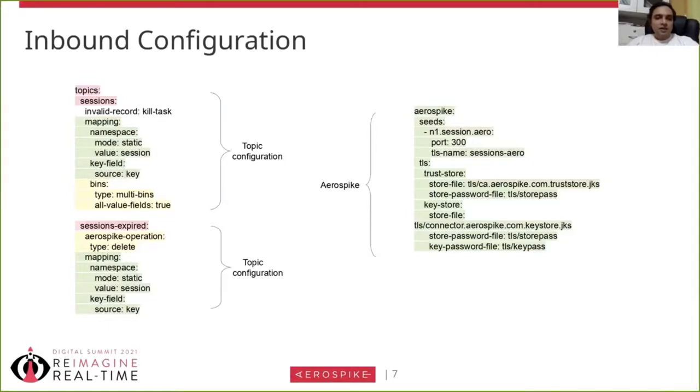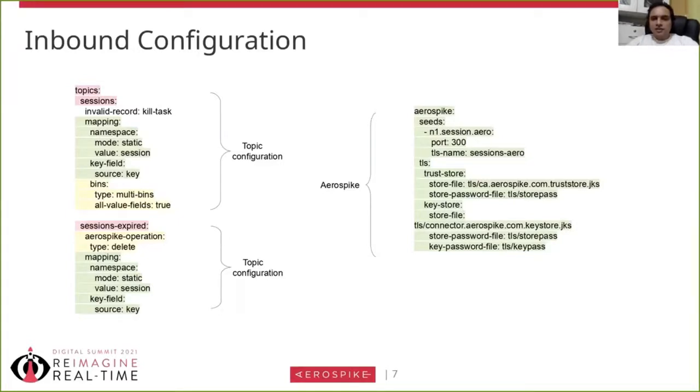The second topic that the connector is configured to listen to is the sessions expired topic. In this case, what we would like to do is convert messages that arrive on the sessions expired topic to delete operations into the Aerospike database. Again, the routing section is similar to the first case, where we have the namespace statically configured, and we use the Kafka message key as the Aerospike record key.